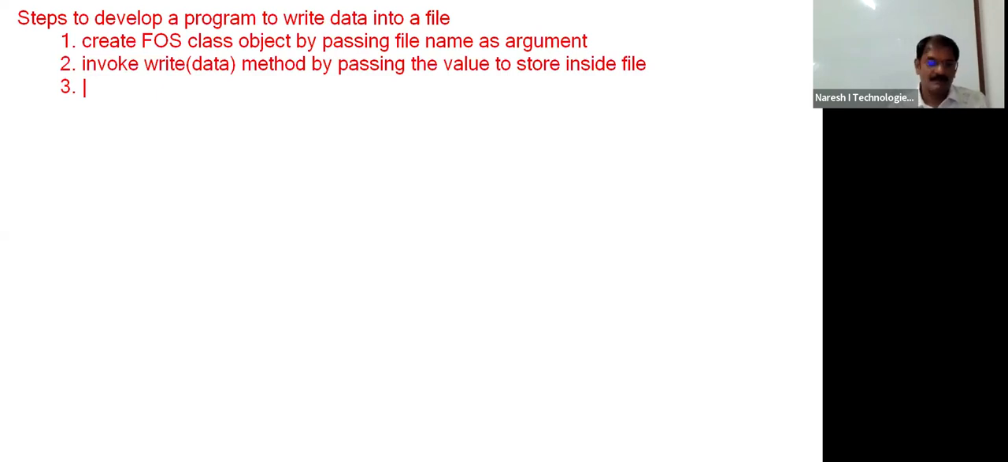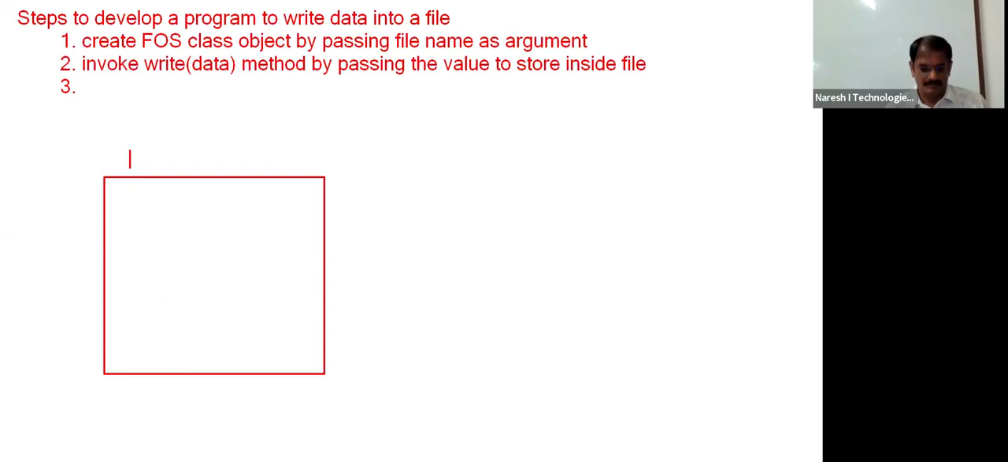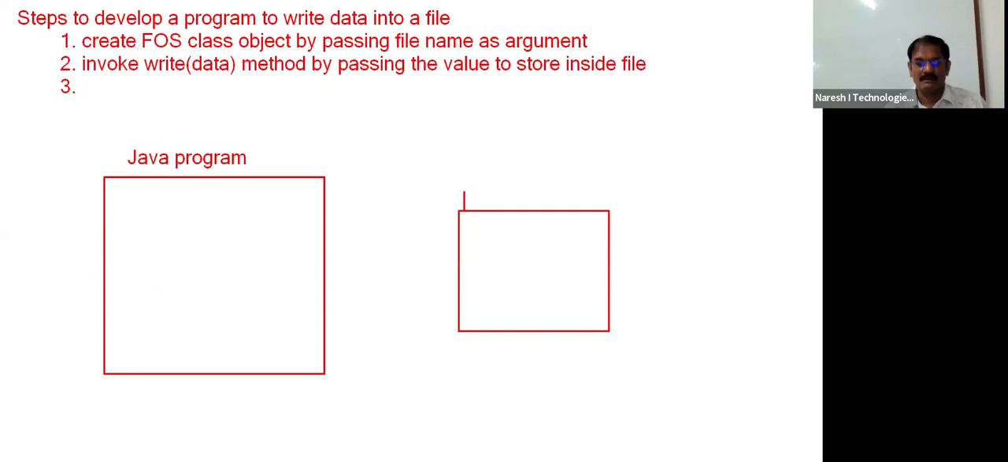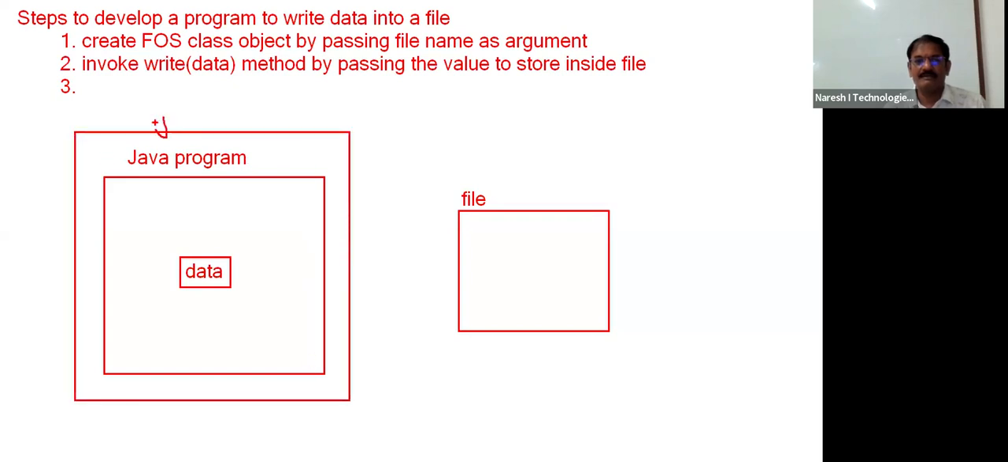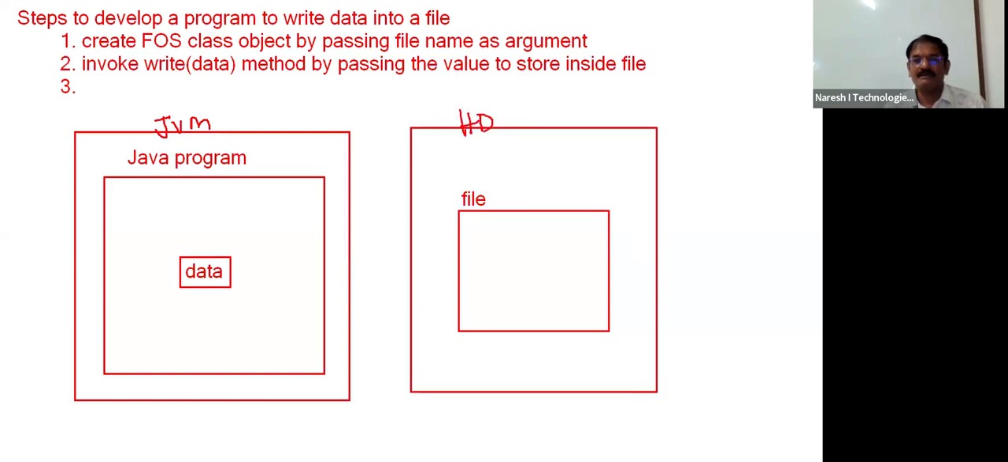Next, tell me, this is your Java program. This is the file, any name of the file. What I have to do? If you want to send data into this file, this Java program is available inside JVM. This file is available inside hard disk. Two are different places. There should be a connection.